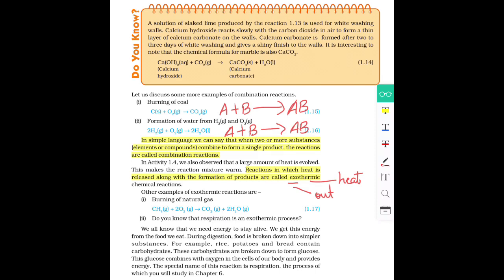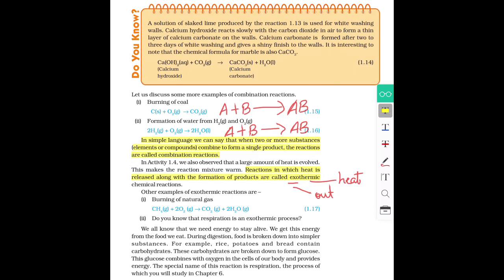Other examples of exothermic reactions are burning of natural gas. CH4 gas plus 2O2 gives CO2 plus 2H2O. CH4 is methane gas, which is also called natural gas, plus oxygen gives carbon dioxide and water. This is an example of an exothermic reaction because heat is released during this equation.